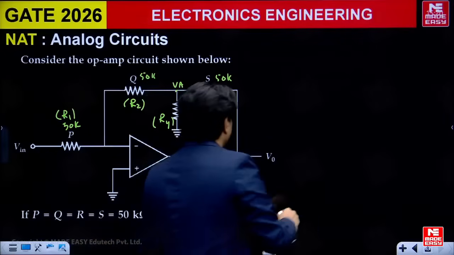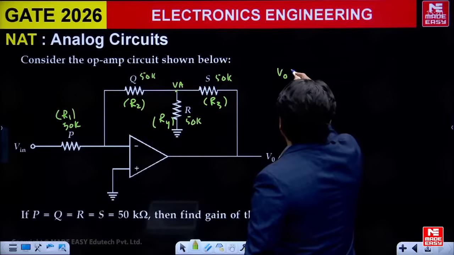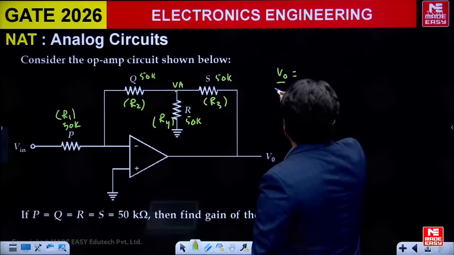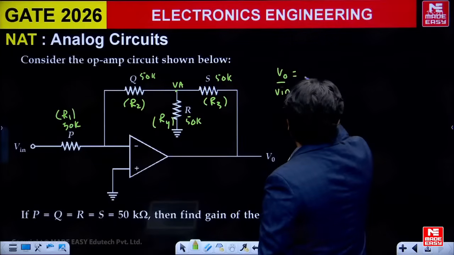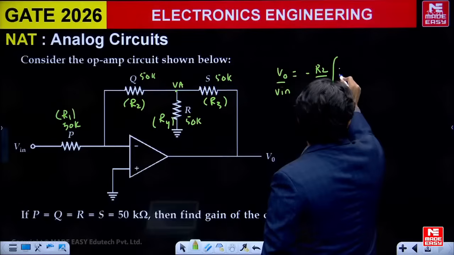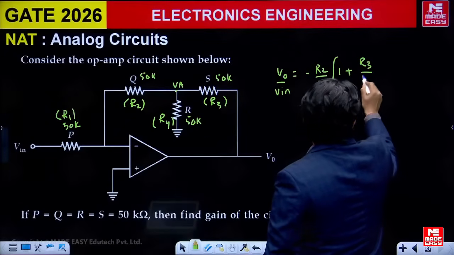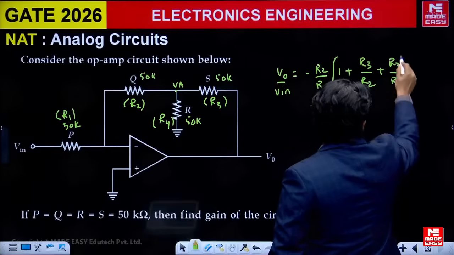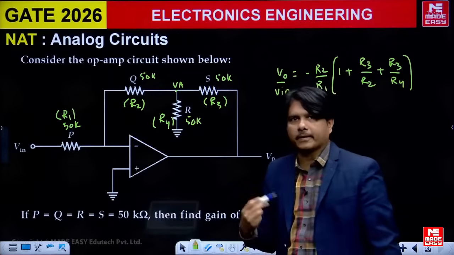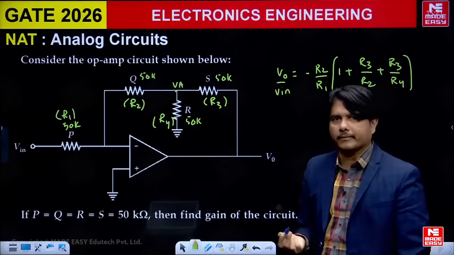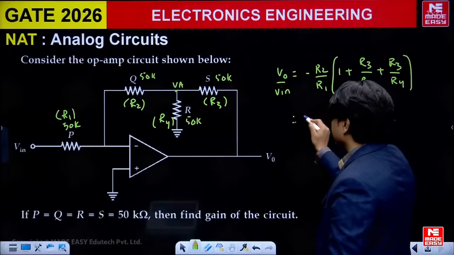The standard output for this T network feedback is V0 by Vn, the gain, is equal to minus R2 by R1 into 1 plus R3 by R2 plus R3 by R4. This result you can expect when you use the virtual short concept. If you have the standard formula with you, you can do it very fast like this.